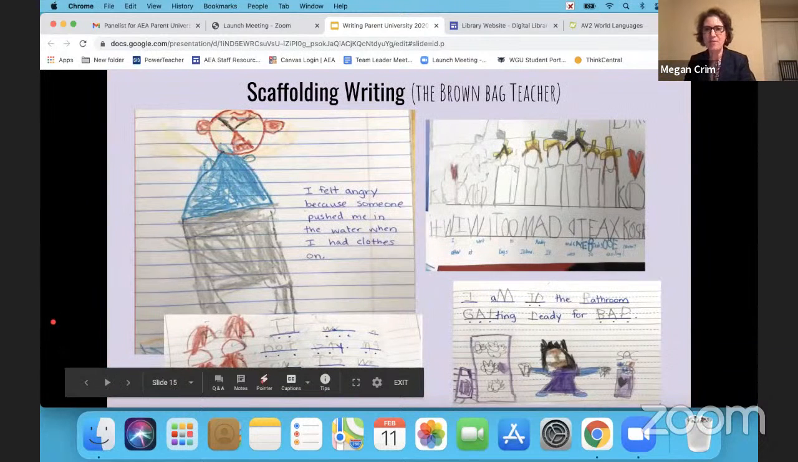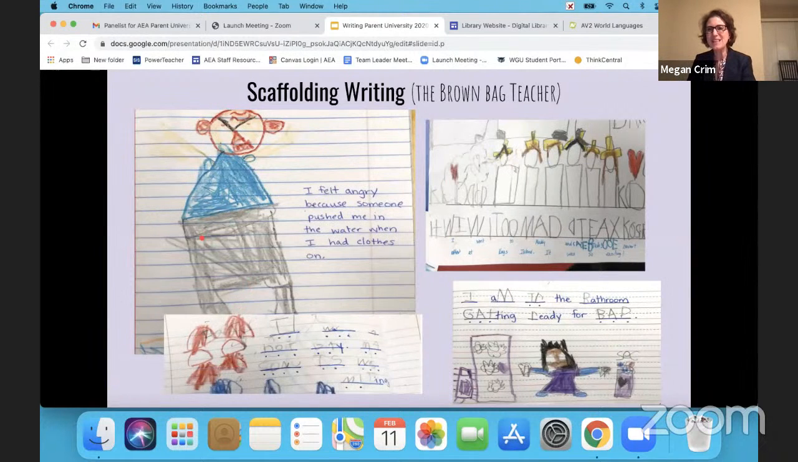So this is the scaffolding. Here's that scribbling and the drawing. And you would hate to miss this stage, because look at this wonderful picture. And I mean, you could see so much communicating in this picture. And this is just simply dictating.